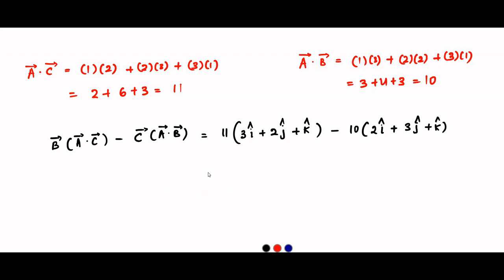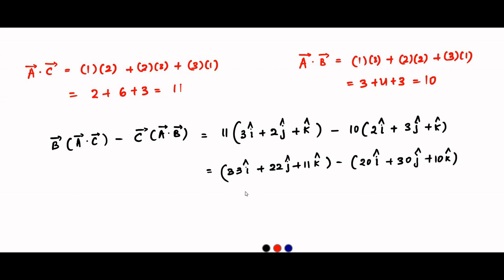Okay, so this becomes 33 i cap plus 22 j cap plus 11 k cap minus 20 i cap plus 30 j cap plus 10 k cap. So that is equal to 33 minus 20, that is 13 i cap, plus 22 minus 30, which is minus 8 j cap, plus 11 minus 10, plus k cap. This is the RHS.